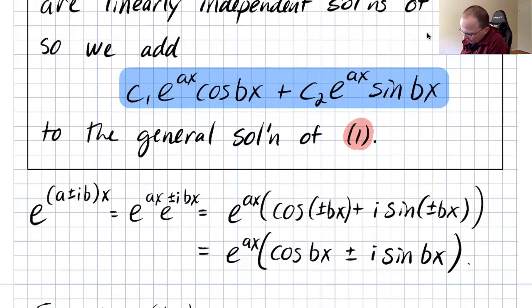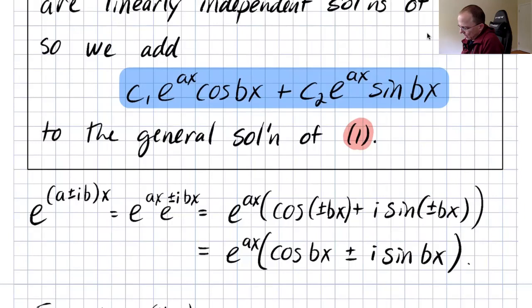Then by Euler's formula, e to the plus or minus I times bx is going to give us cosine of plus or minus bx plus I times sine of plus or minus bx. Since cosine is an even function, cosine bx is cosine bx, and cosine of minus bx will also be cosine bx. Even function means that if you reflect it across the y-axis, you get the same thing.